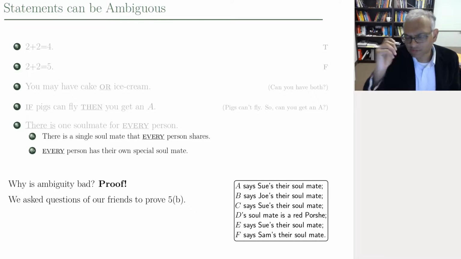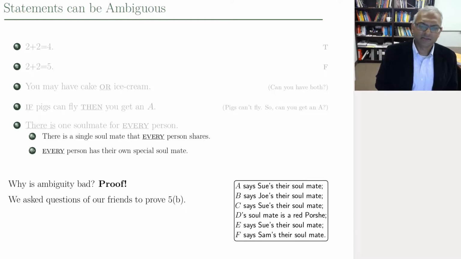So A says, Sue is my soulmate. B says, Joe. C says, Sue. So Sue is popular. D says that his soulmate is a red Porsche. So D is a peculiar guy. E says Sue. So Sue is really popular. And F says Sam.